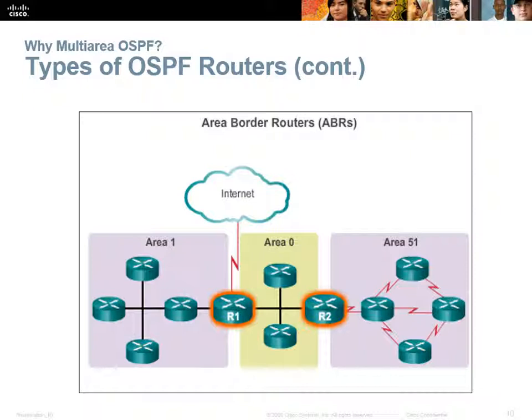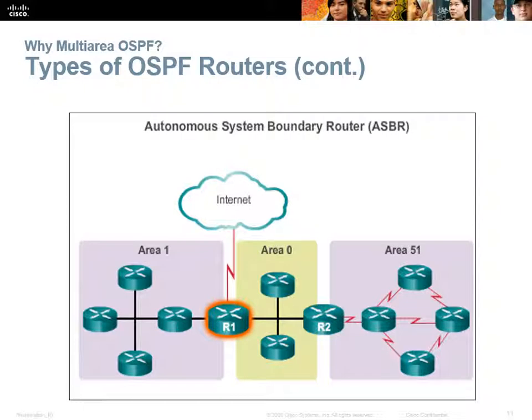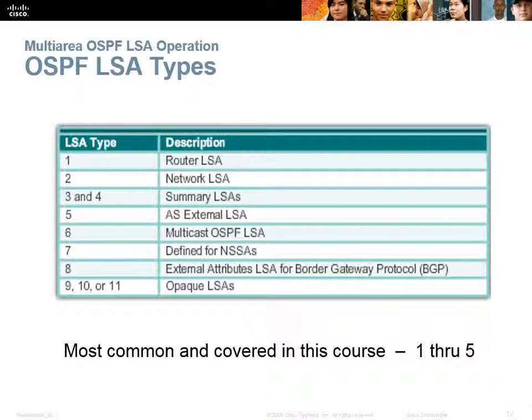Area border routers, we already talked about them. They sit between the two borders. Autonomous system boundary routers, what would that be? That's everything that's behind that router that's going to the internet. Everything behind that, that's going to be our ASBR. All right.